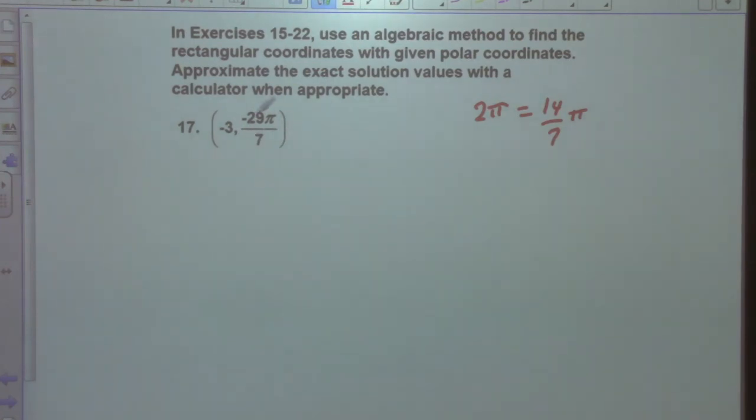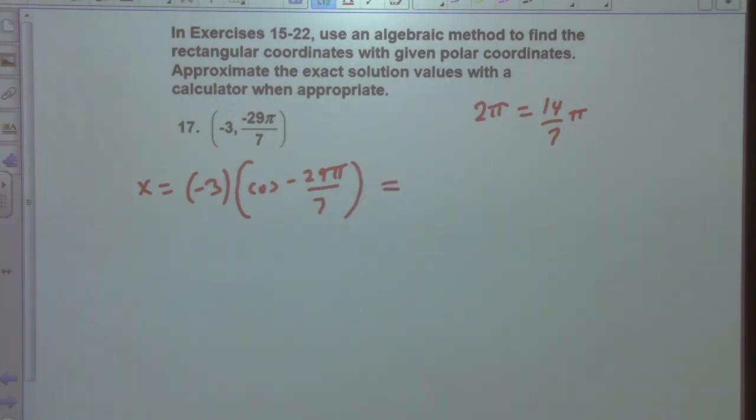Now, you could convert to degrees, and if she wants to do that, that's fine. But we don't even have to do that. We can just keep it in radians and just use that. So we're still on 16. We can go back to 16 if need be. So we have this, and we can just plug in cosine of -29 pi over 7.